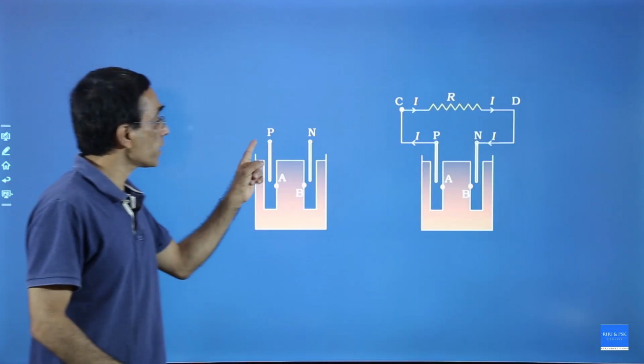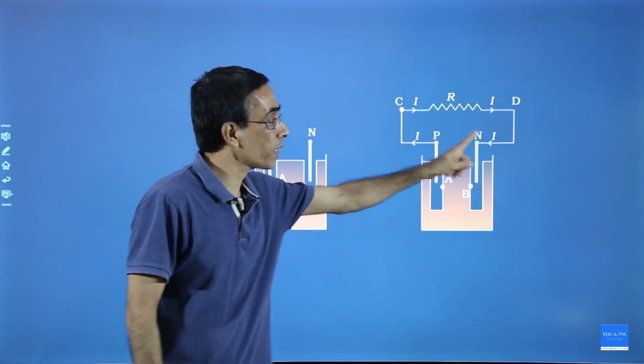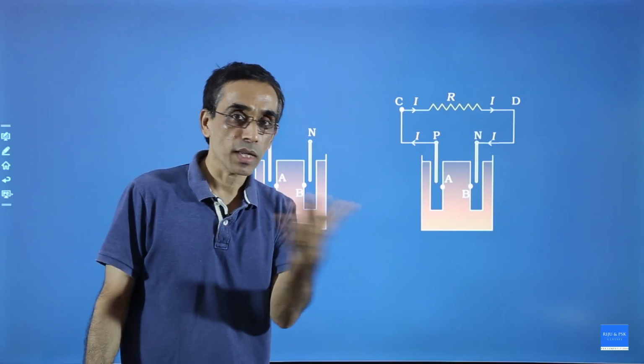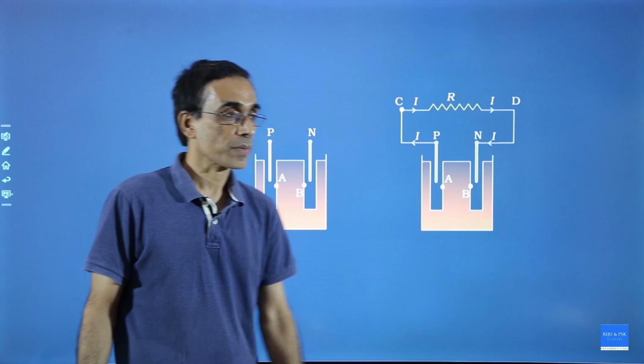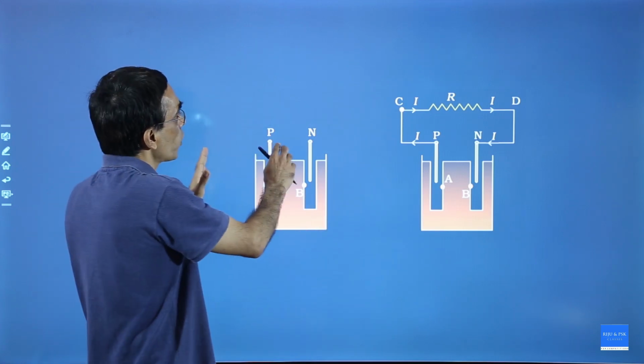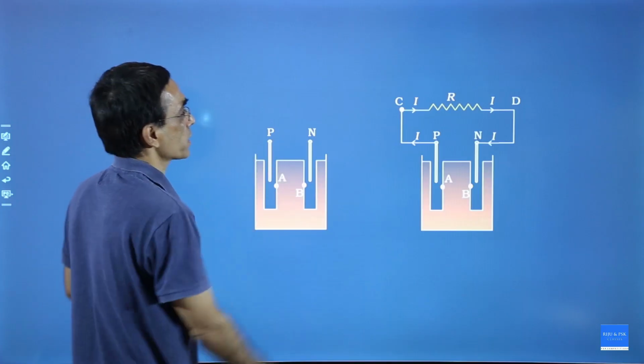Terminals of the cell, these are the terminals, P and N are the terminals. And you know, a voltmeter is a device which can measure voltage or potential difference. Okay, more on that later. But now, assume that I am connecting a voltmeter here as well as there.